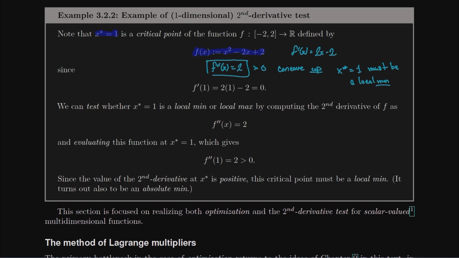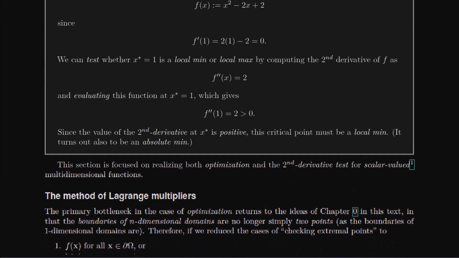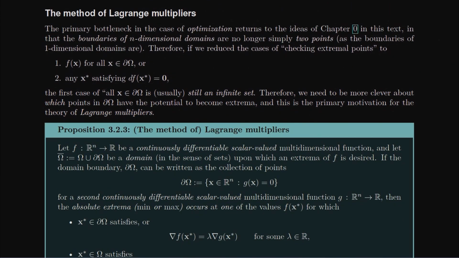Now, it turns out in our case it was also a global min, but the second derivative test can only go so far. It can tell us the local behavior of the critical point. So we get that it's a local min just from the second derivative test, and of course, when we went through and checked all the cases, we found out it was a global min. So moving up to multiple dimensions, we have this method of Lagrange multipliers, and this is really going to be the primary method we're thinking about today, even though we will study the second derivative test as well.